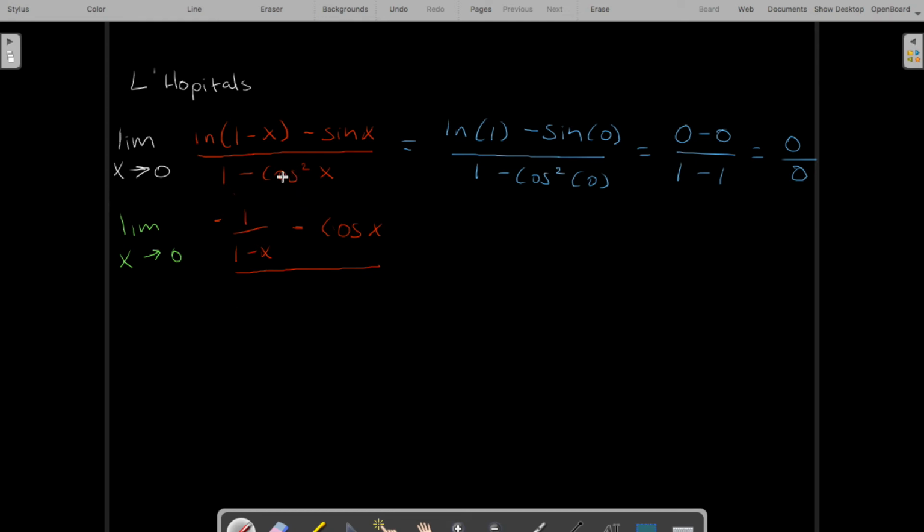Alright? And then we take the derivative of negative cosine squared x. The way to do that is simple. You do negative outside, bring the 2 down, 2 cosine of x, and then the derivative of cosine x is negative sine x.